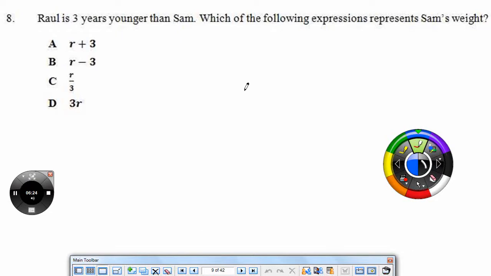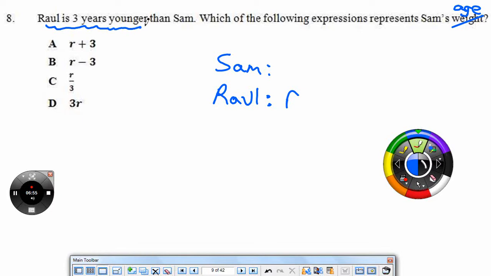Now this one should say age, so at least it's consistent. Raul is 3 years younger than Sam, which of the following could be Sam's age. There are a couple of different ways you could do this, but the way that this is listed, because of these answers, is that if you let Raul be R, and you know that Raul is 3 years younger than Sam, that would of course mean that Sam is 3 years older.